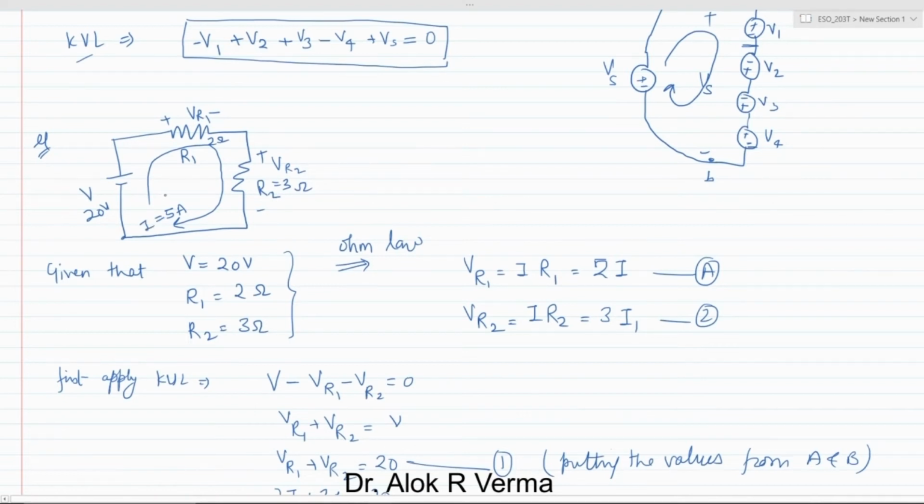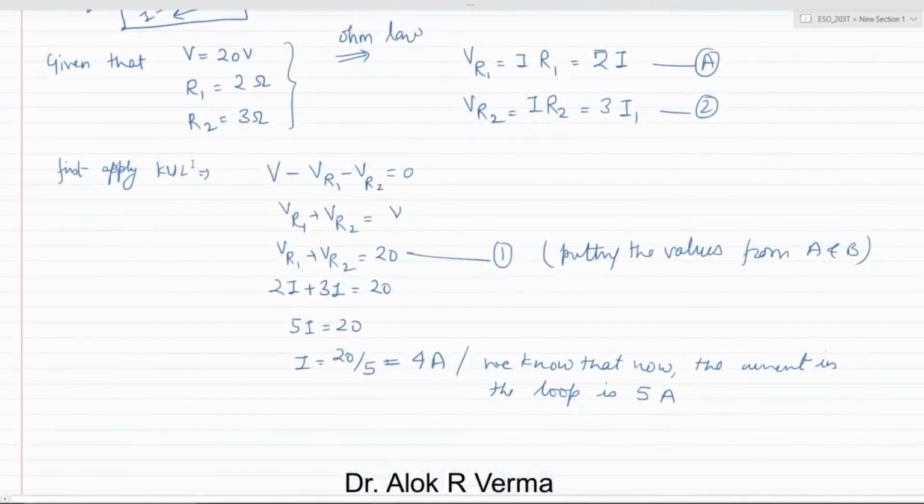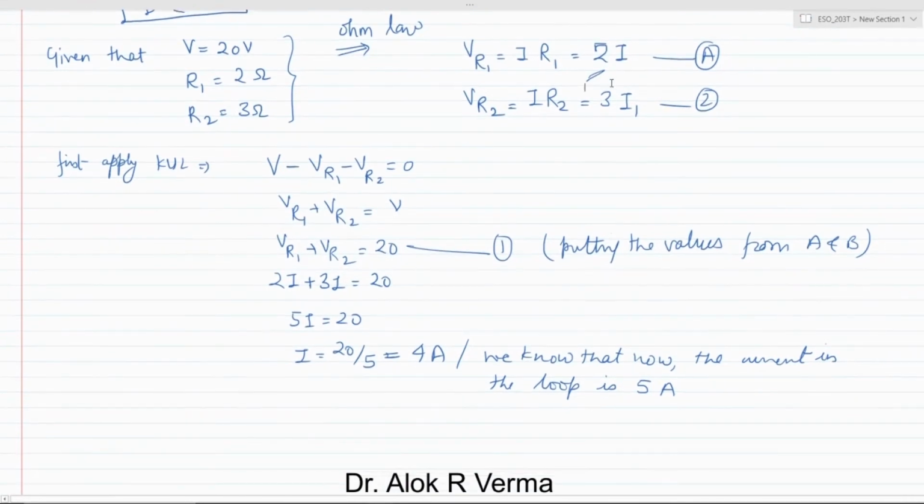Now if it is asked what the voltage drop across R1 is, can you compute this? The voltage across R1 can be found directly from equation A, or simply apply Ohm's law. From equation A, the voltage across R1 is I into R1, which is 4 into 2, 8 volts, and V of R2 is I into R2. From equation B, it is 4 into 3, 12.